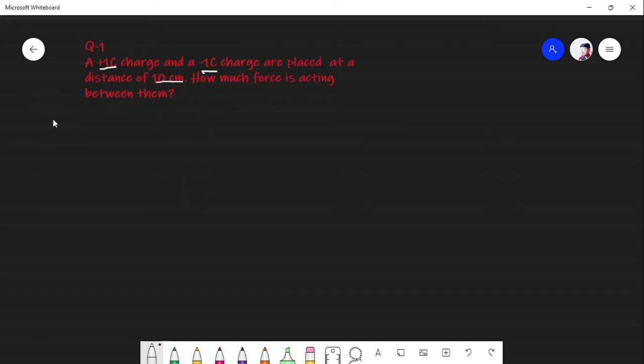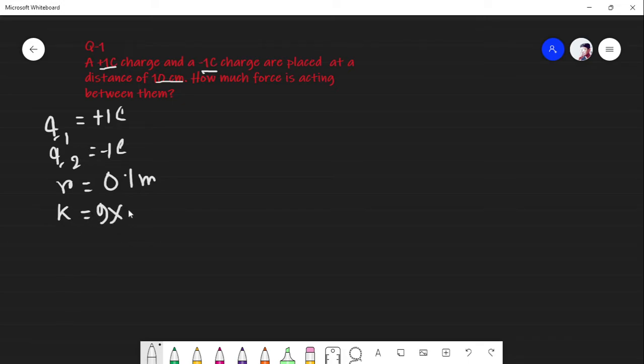So Q1 here is equal to +1 Coulomb. Q2 is equal to -1 Coulomb, and the distance is 10 centimeter, which is 0.1 meter, and the constant K, we know, is 9 into 10 to the power 9. So what is the force? Pause the video and see if you can find it out.